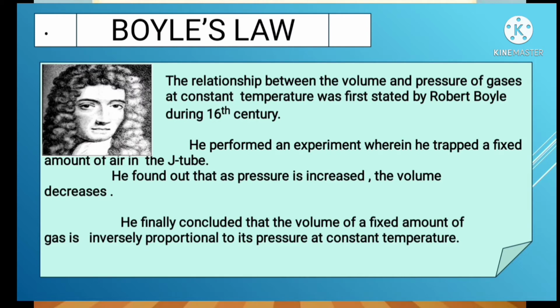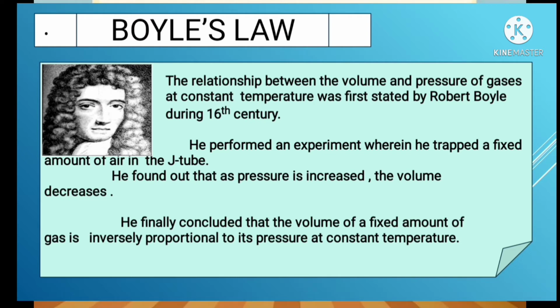The relationship between the volume and pressure of gases at constant temperature was first stated by Robert Boyle during the 16th century. He performed an experiment wherein he trapped a fixed amount of air in the J-tube. He changed the pressure and controlled the temperature, and then he observed its effect on the volume of the air inside the J-tube. He found out that as the pressure increases, the volume decreases. He finally concluded that the volume of a fixed amount of gas is inversely proportional to its pressure at constant temperature.